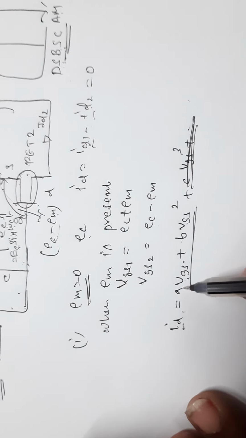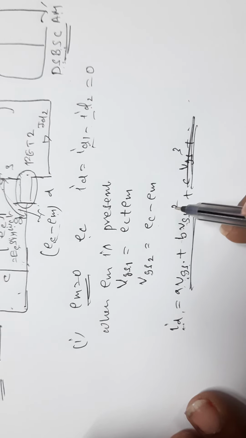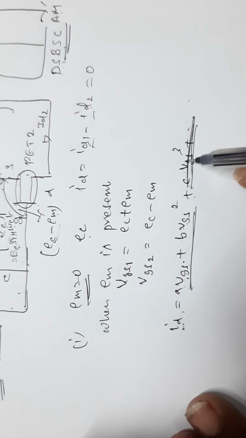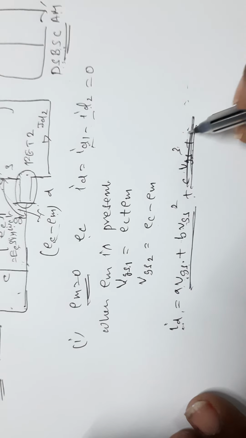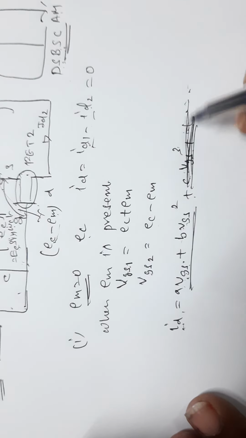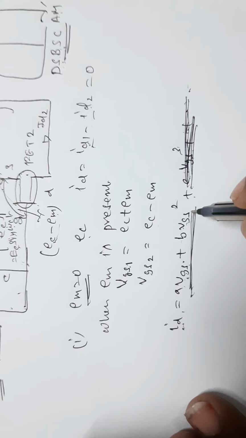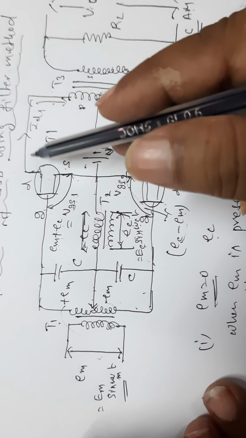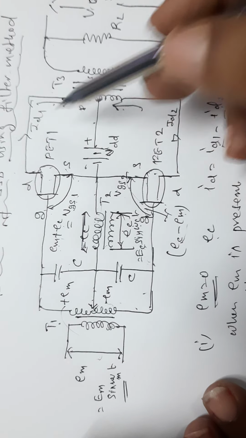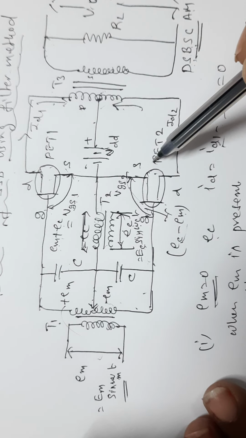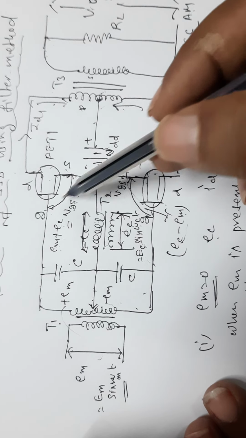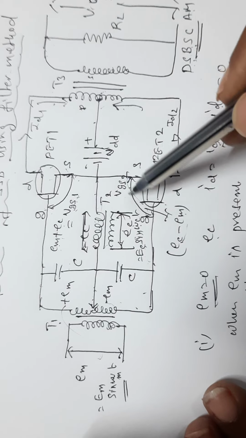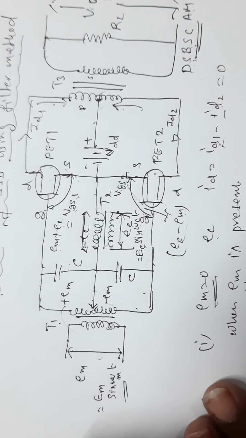Drain current is equal to some constant into gate source voltage plus another constant into gate source voltage squared plus another constant into gate source voltage cubed plus etc. Since all the higher terms are very small, you can neglect them. Consider only two terms. Therefore, ID1 is the current of FET1, ID2 is the current of FET2. The gate source voltage of FET1 is VGS1, and the gate source voltage of FET2 is VGS2.